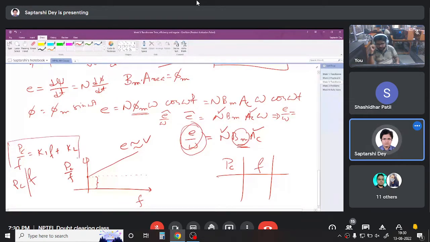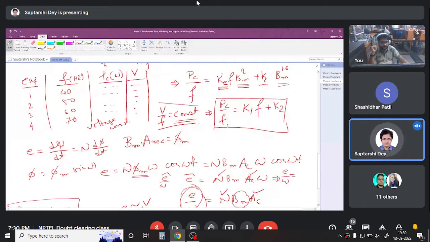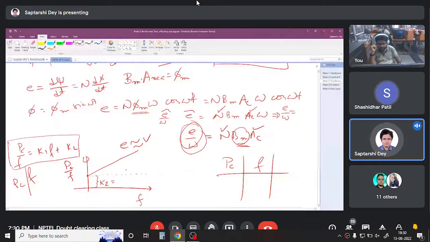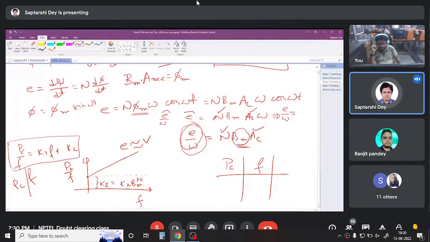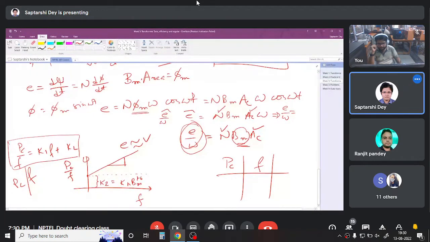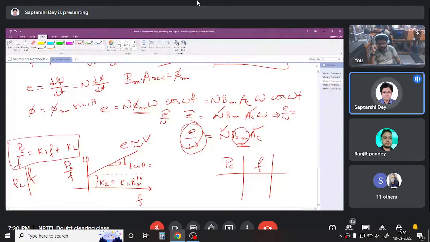Look at this equation. The y-intercept is K2. We defined K2 as what? Kh Bm to the power 1.6. And what is the slope of this curve? Tan theta is equal to what?